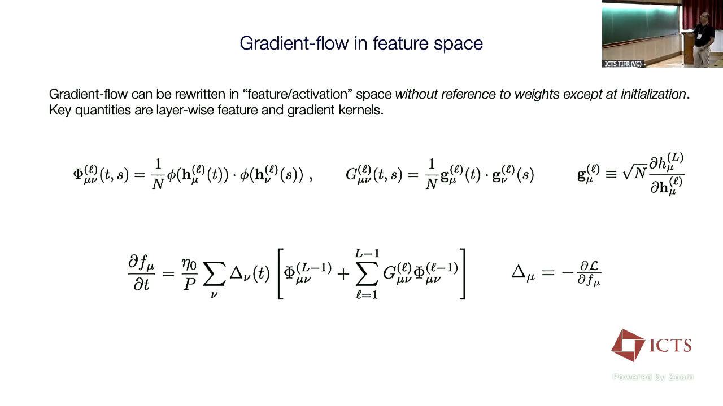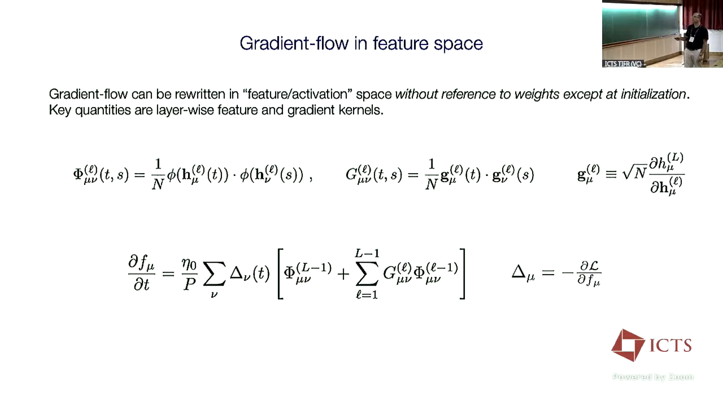So these are important things. If you knew these, suppose someone gave you these, you don't even have to look at the network, just plug them here. You know how the training evolution works. So there isn't any approximation here. This is just gradient flow.